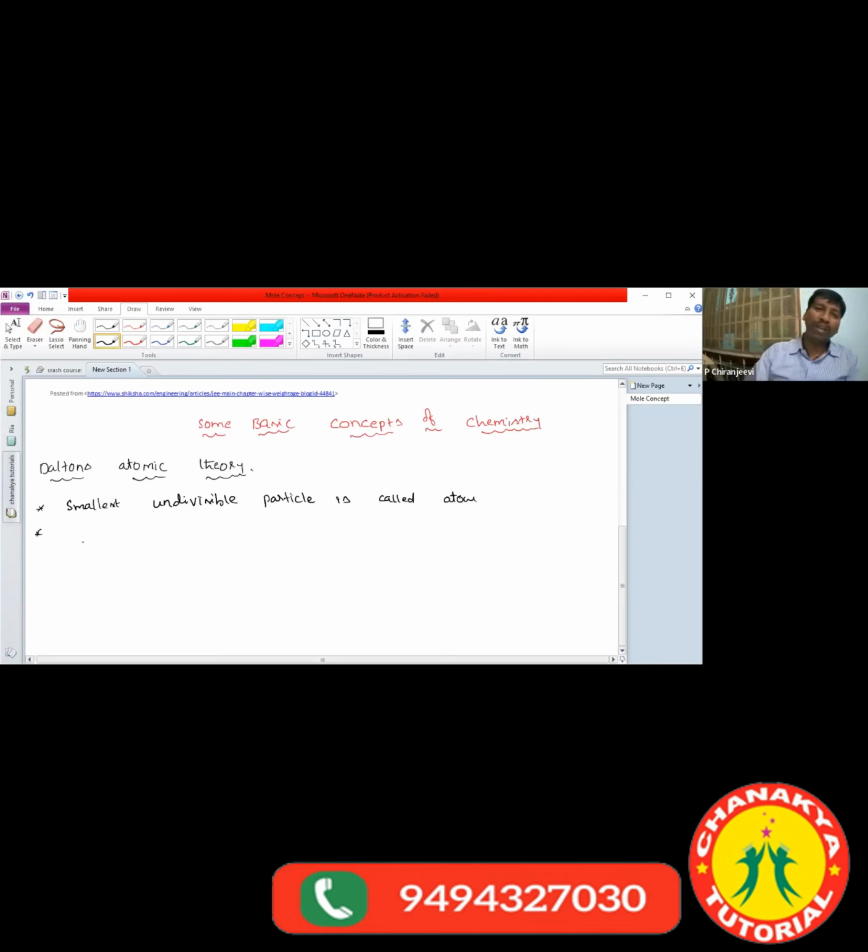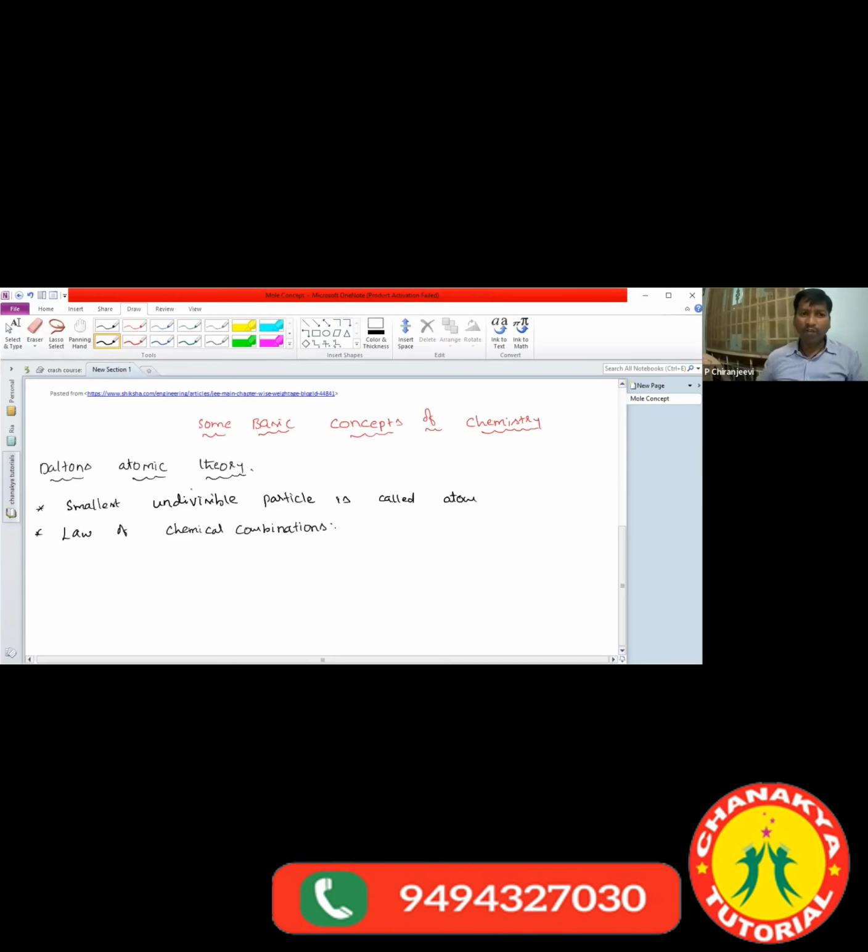That is also not explained by John Dalton. Okay, sir, how did John Dalton explain his atomic theory? Dalton explained the atomic theory based on the laws of chemical combinations. How many types of laws of chemical combinations are there? We have different types of laws of chemical combinations.